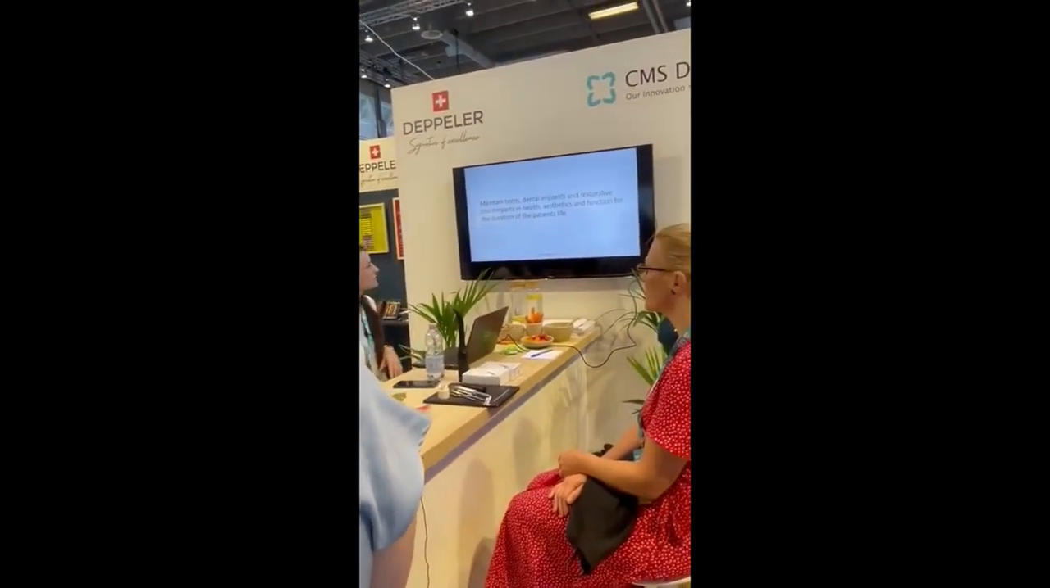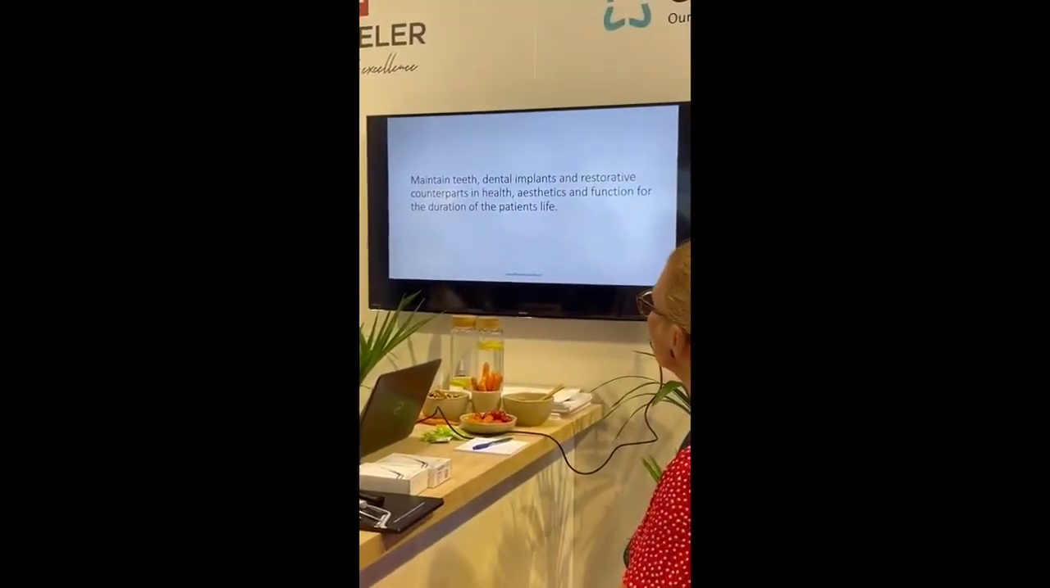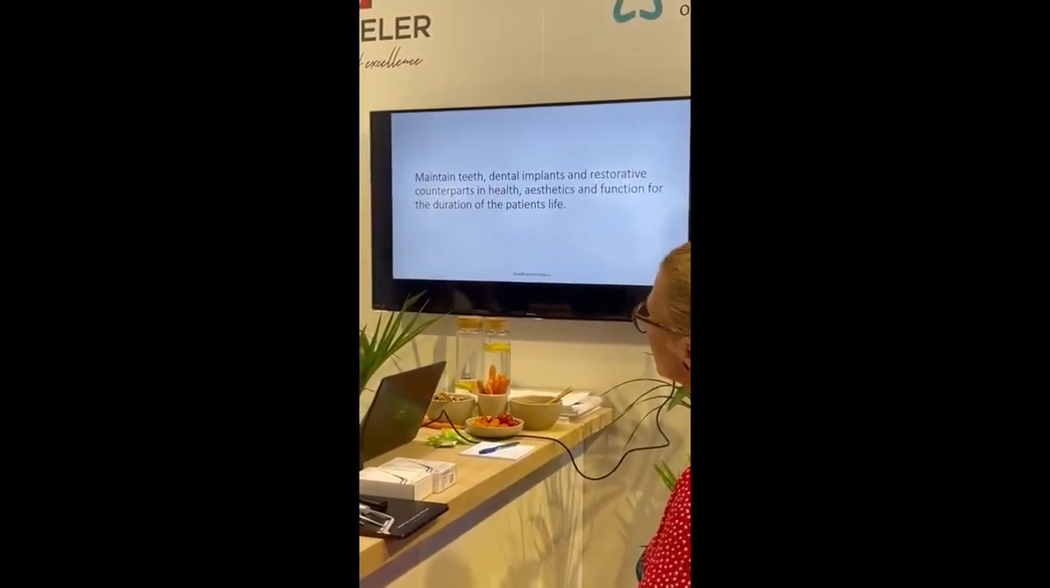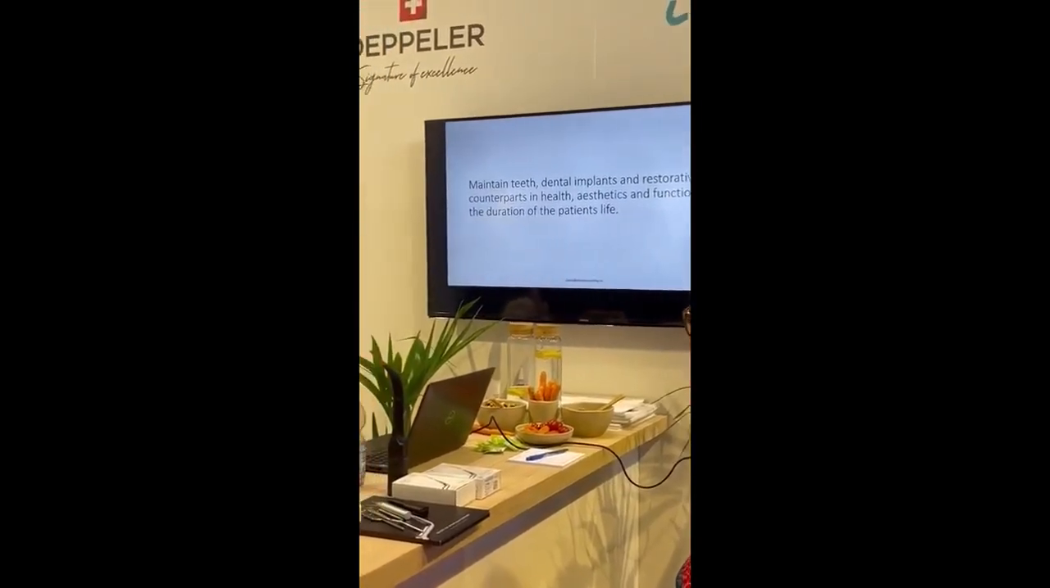And we're doing it for the patients, right? At the end of the day. So, to maintain teeth, dental implants, and restorative counterparts in health, aesthetics, and function, for the duration of the patient's life. That's why we were all put on the planet. That's why we're here, and for no other reason.